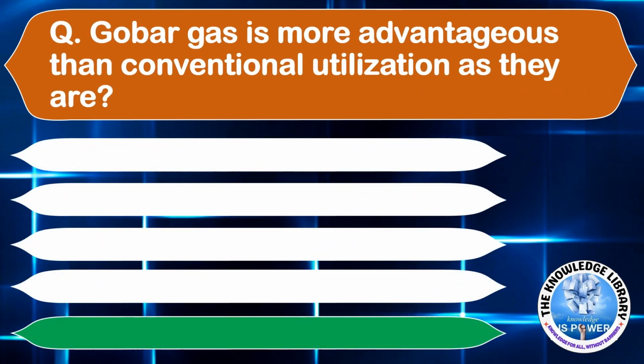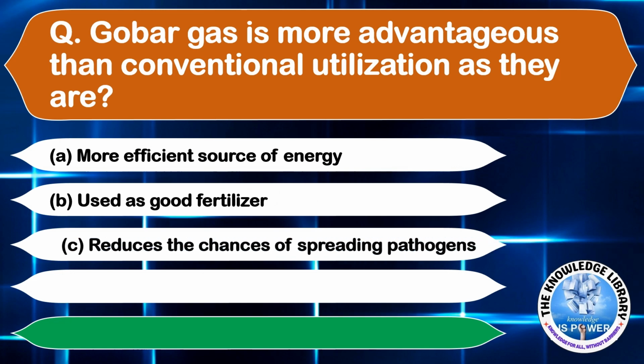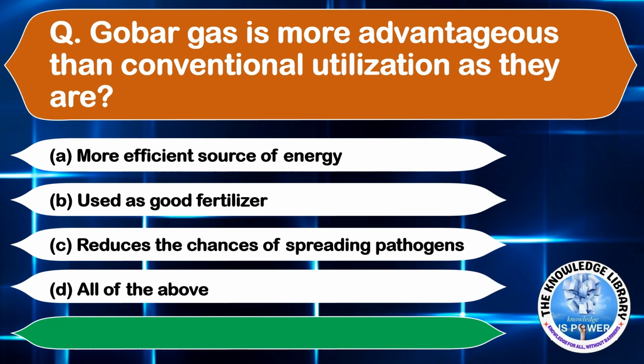Gobar gas is more advantageous than conventional utilization as it is: option A, a more efficient source of energy. Option B, used as good fertilizer. Option C, reduces the chances of spreading pathogens. And option D, all of the above. The correct answer is option D, all of the above. Moving on to the next question.